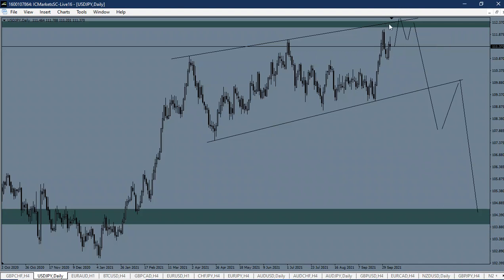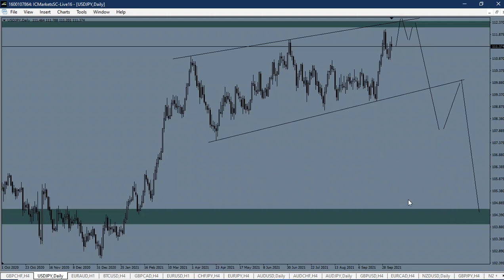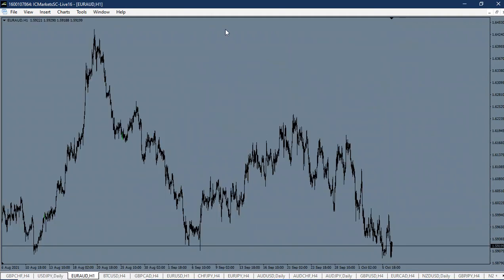So from here we're expecting a reversal pattern forming here, trapping people on the wrong side before pushing back down into this flag, and then moving down towards our zone right there. So this will be a swing entry that will be swinging for a few months towards this point right there. And Euro AUD.